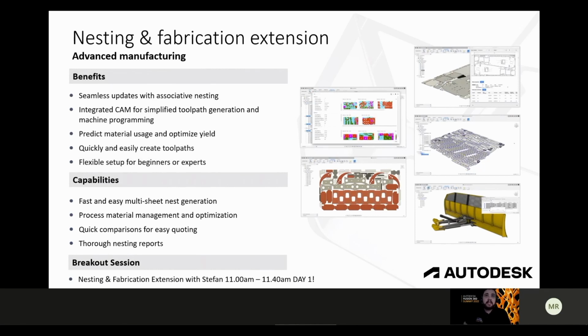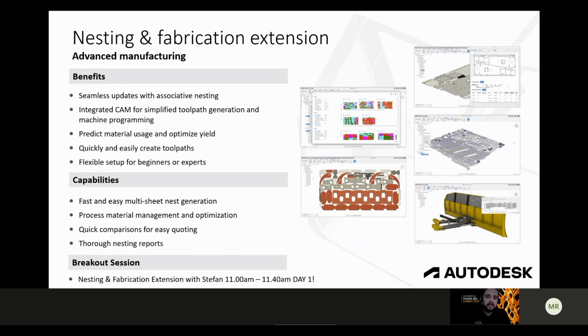So the nesting and fabrication extension. This is an extension that's been out for some while now. It will unlock advanced nesting and fabrication capabilities, funnily enough, to create optimized and associative multi-sheet layouts for sheet metal and non-sheet metal parts in preparation for cutting on CNC machines.